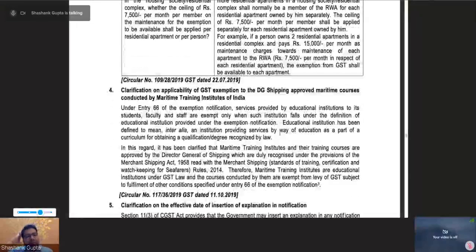Next, a clarification was sought. So basically, government approved courses, educational courses. So for education, there is an exemption up to higher secondary, then for a degree recognized by law. In this regard, a clarification was sought whether DG Shipping approved maritime courses conducted by Maritime Training Institutes of India will be exempted from GST or not. So it was clarified that this will be exempted from GST.